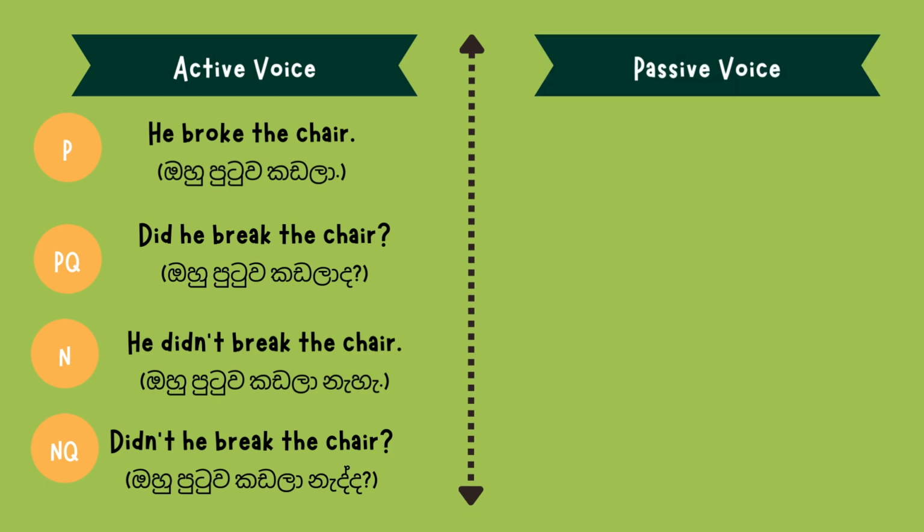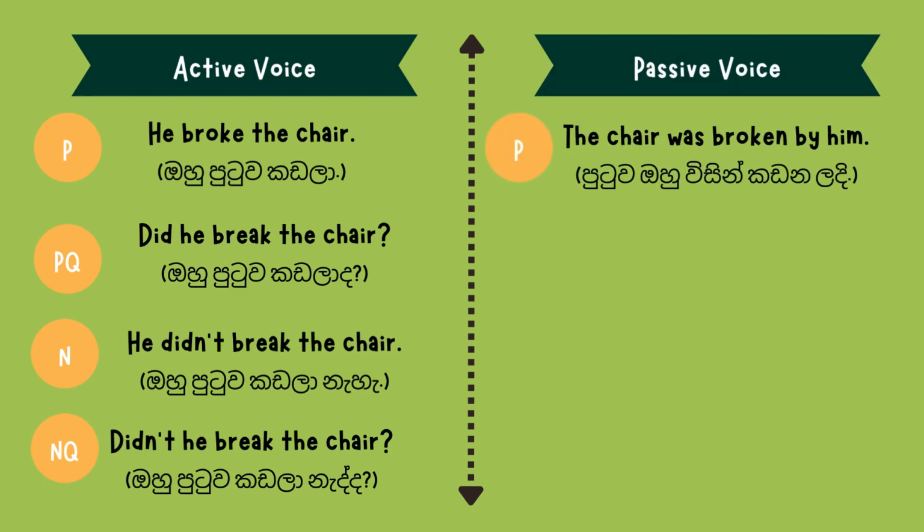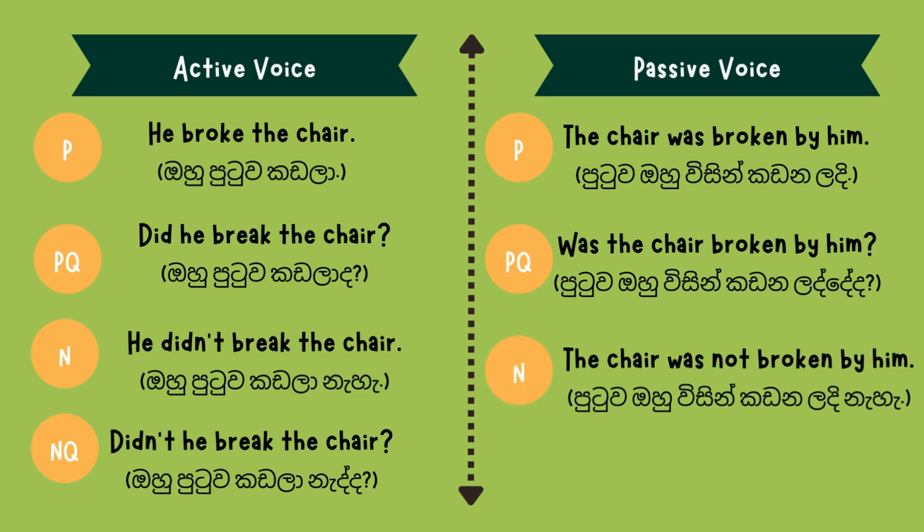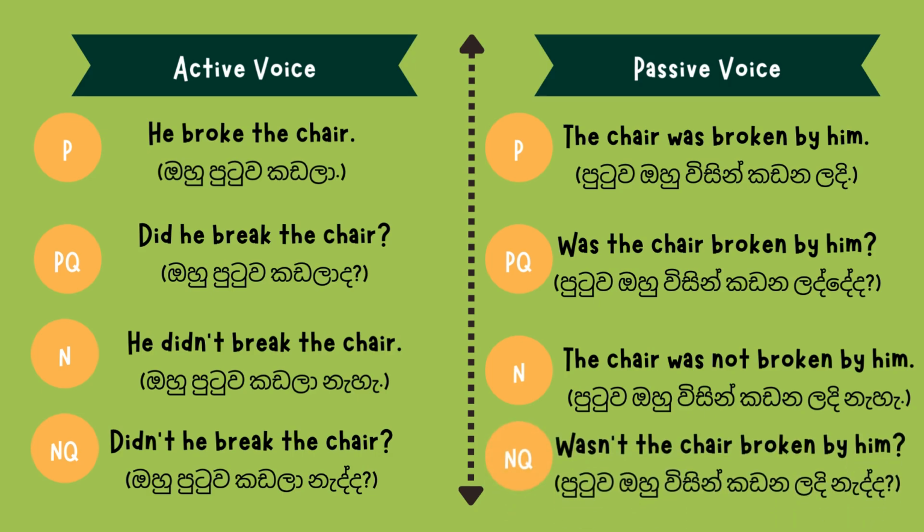Passive voice. Positive. The chair was broken by him. Positive question. Was the chair broken by him? Negative. The chair was not broken by him. Negative question. Wasn't the chair broken by him?